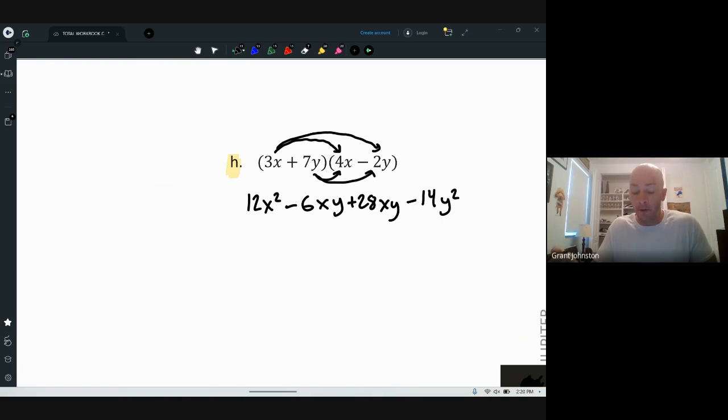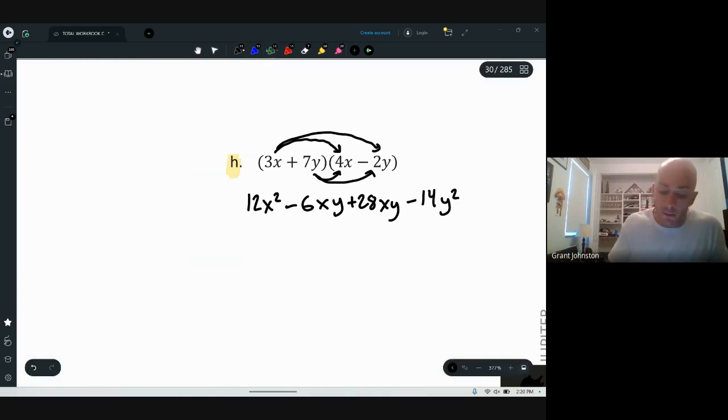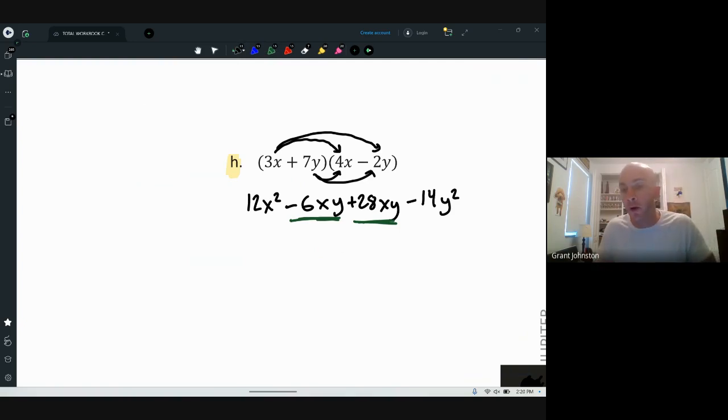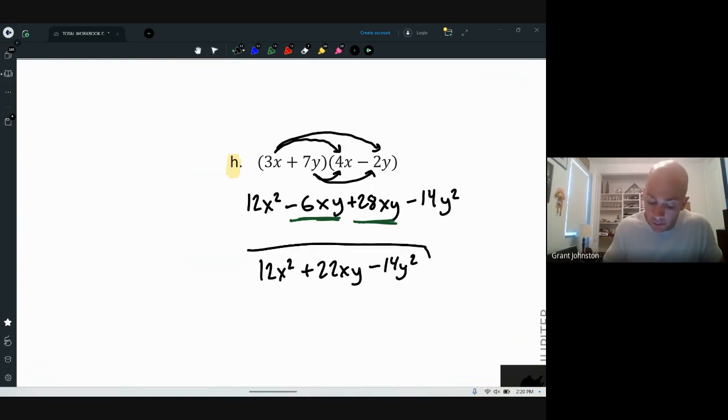But in this one, there are like terms. Let me underline those in green. This is like this because they're both xy. They both have xy variables on them. So I still have my 12x squared. Let me rewrite that. But a negative 6xy plus a 28xy is going to be a 22xy. And then I still have my minus 14y squared.